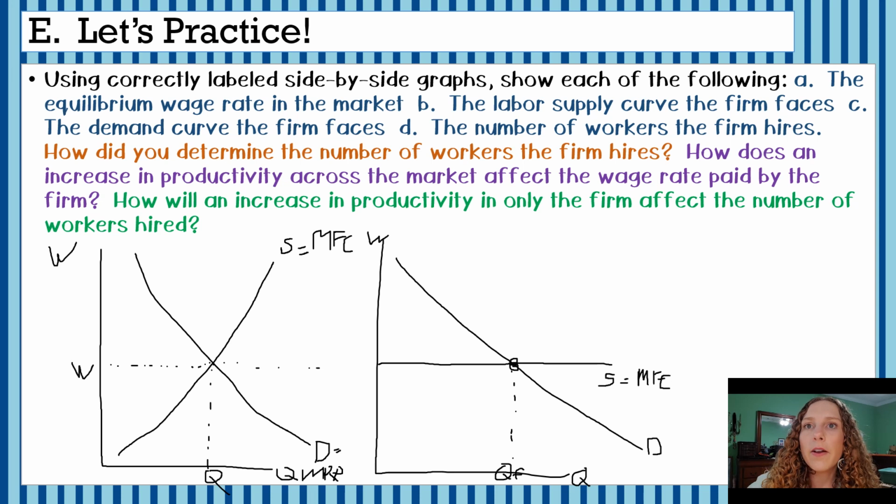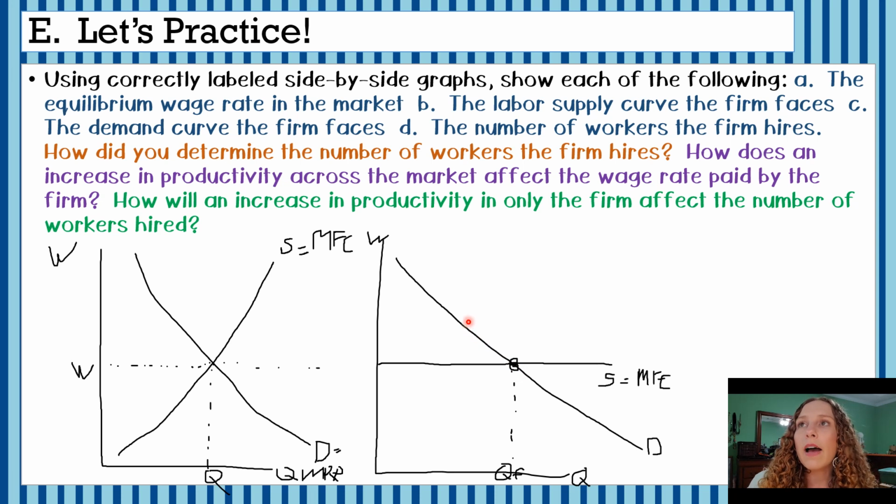Okay, so they're going to pay the wage that the market sets, which again we can see right here, and there's the quantity that they are going to hire. Okay, how did you determine the number of workers the firm hires? Here in the orange, well, that is where the marginal factor cost equals the marginal revenue product, right there.